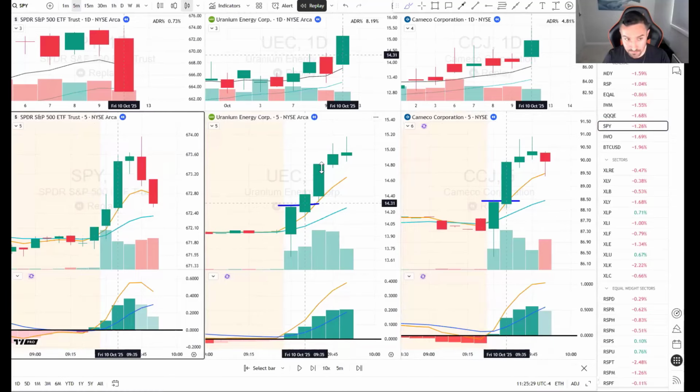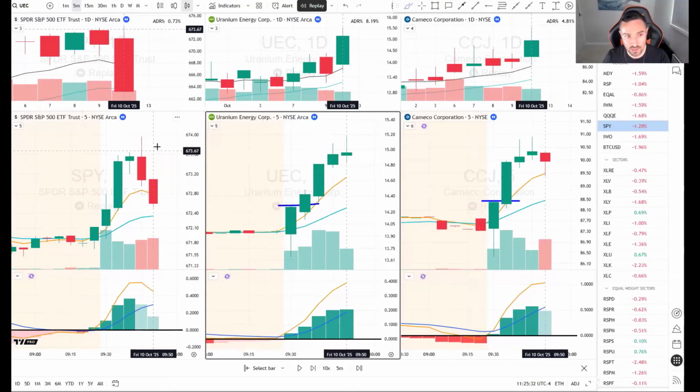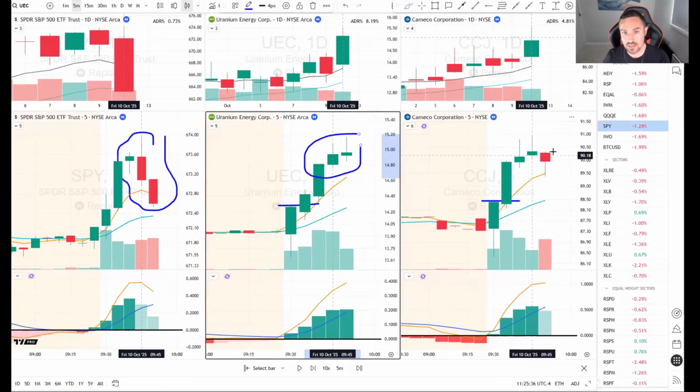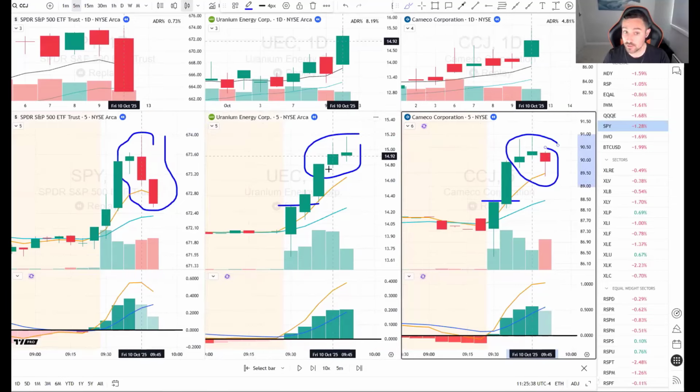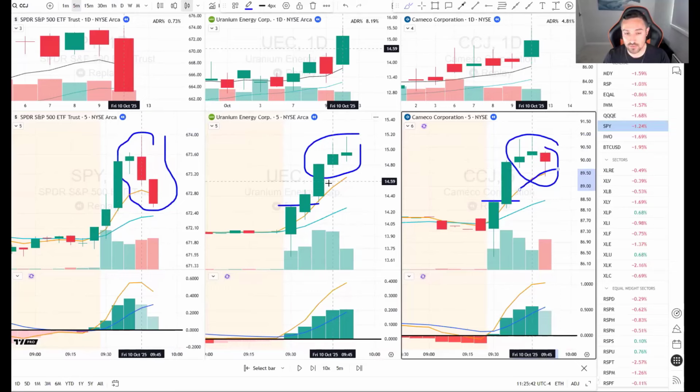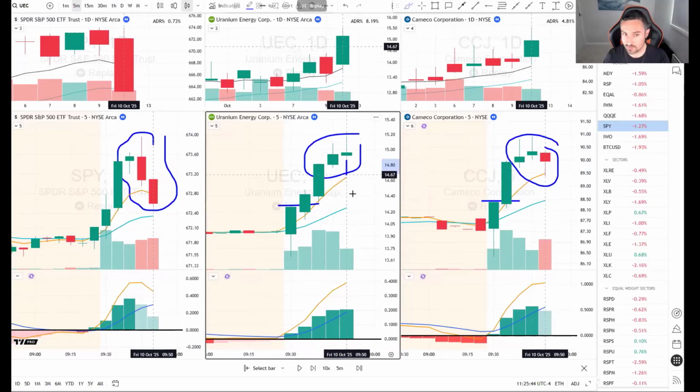They then start breaking out, and where you can see the relative strength start coming through is in the prior two bars. See what the SPY does, see what UEC does, and see what CCJ does. Now, I'd say UEC is even stronger than CCJ here, because CCJ goes back to the 5-minute 60-minute, UEC does not get to the 5-minute 60-minute. Okay, big difference here in terms of strength.